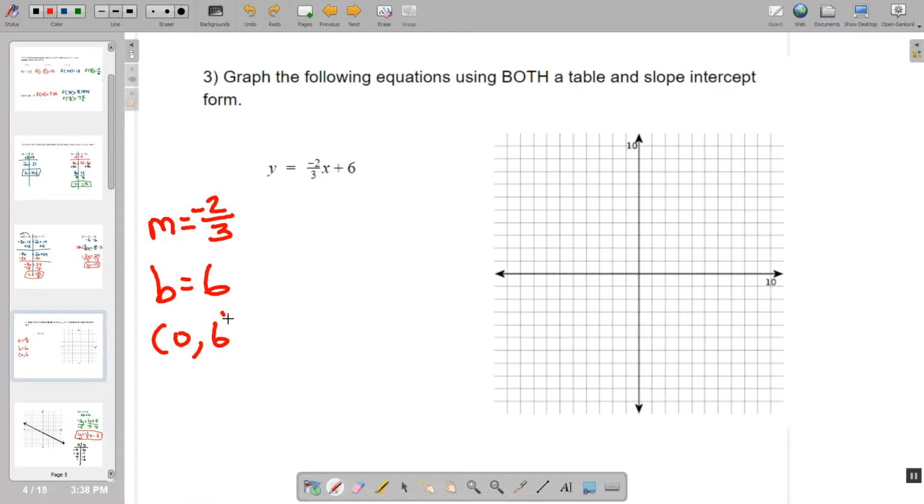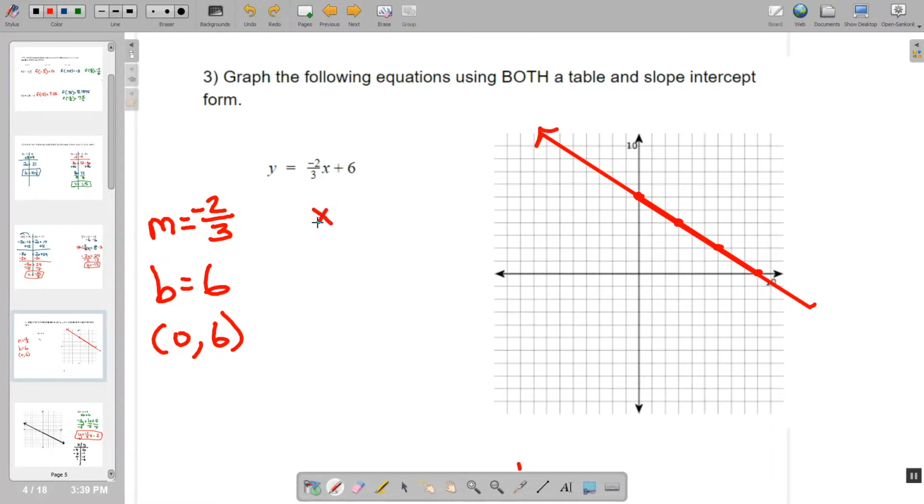So these are our points. So 6 is right there. And I'm going to go down 2 and over 3, and I can do that as many times as I want. And from here, I just have to graph my line. It wasn't the greatest line, but definitely not my worst either.